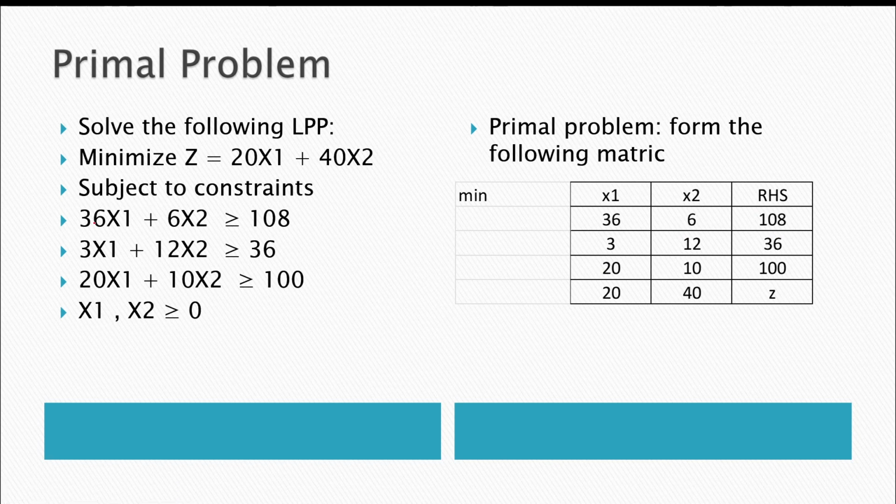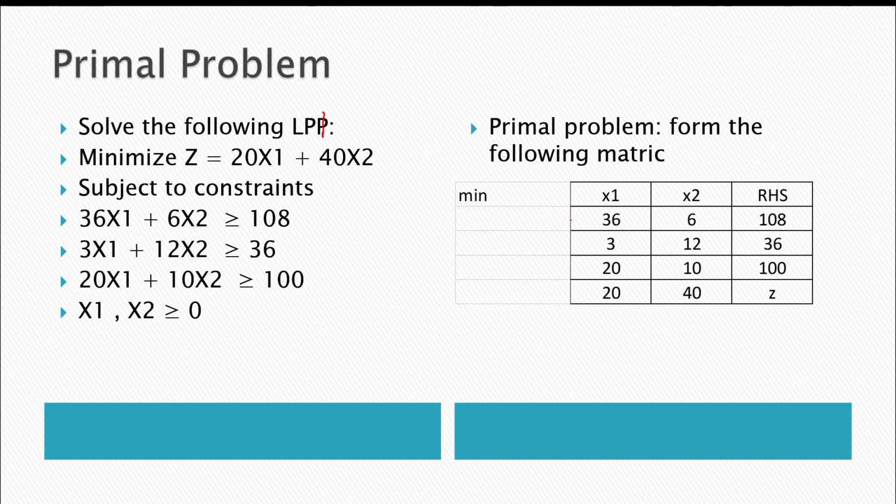In duality, initially the original problem, the linear programming, is: minimize z equal to 20x1 plus 40x2, subject to the constraints 36x1 plus 6x2 greater than or equal to 108, 3x1 plus 12x2 greater than or equal to 36, 20x1 plus 10x2 greater than or equal to 100, where x1, x2 are greater than or equal to 0. This initial problem is called the primal problem.